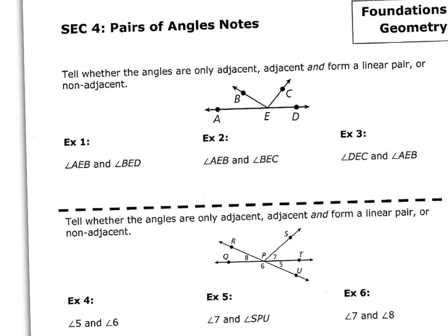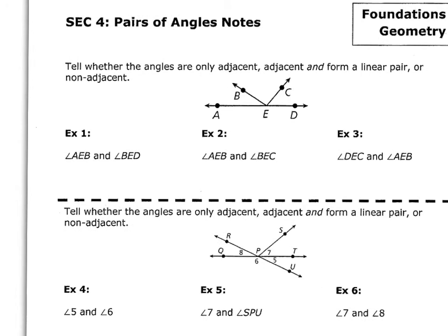It says, tell whether the angles are only adjacent, and form a linear pair. So the things you're looking for are if the two angles it's talking about have a common vertex, have a common side, and if they are opposite rays. Okay, so let's take a look at AEB and BED. AEB is this guy outlined in black, and BED is red.